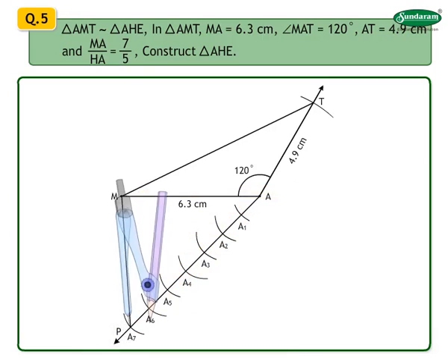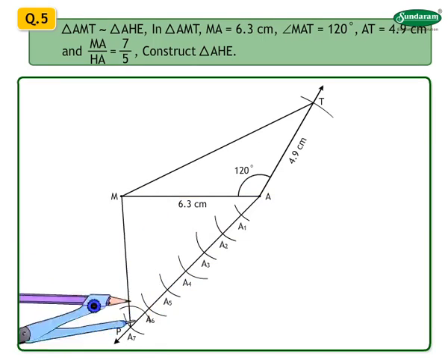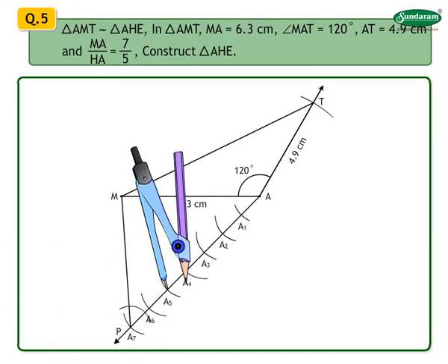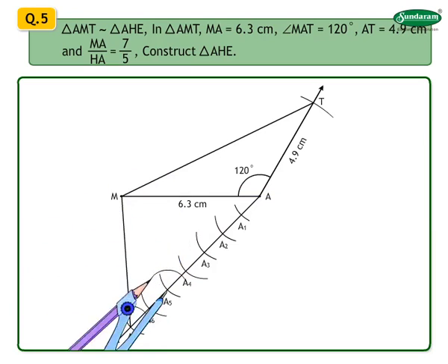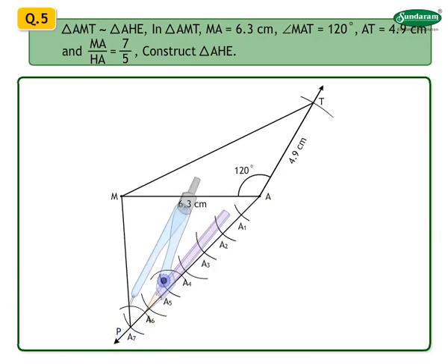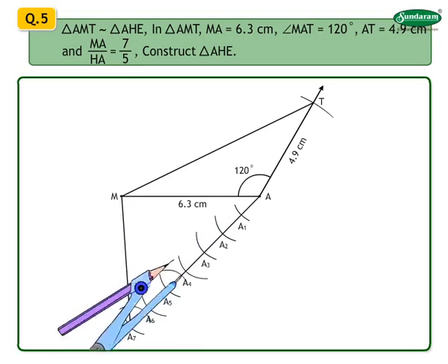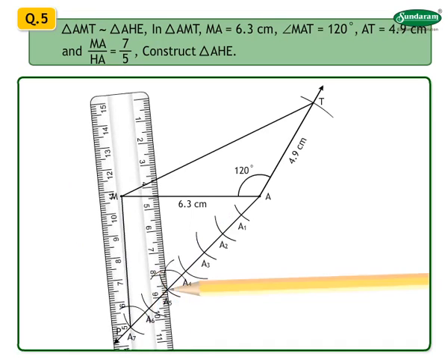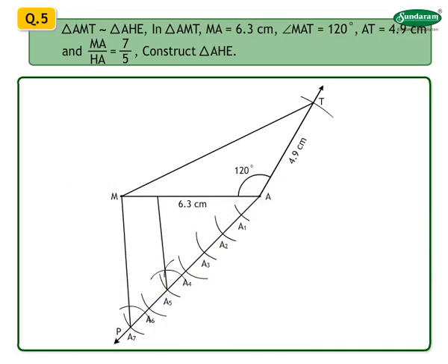Keep the point of compass on A7 and draw an arc. Taking the same distance, cut an arc from point A5. Now, measure the distance of the arc drawn at point A7 and cut the arc drawn at point A5. Draw a line passing through point A5 and touching the segment MA at point H.